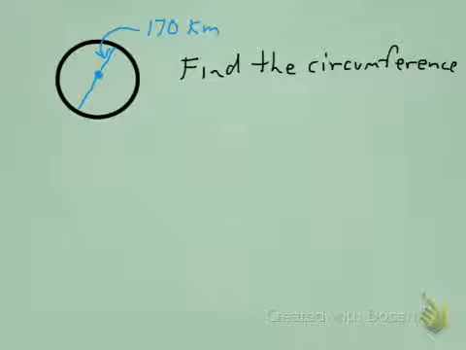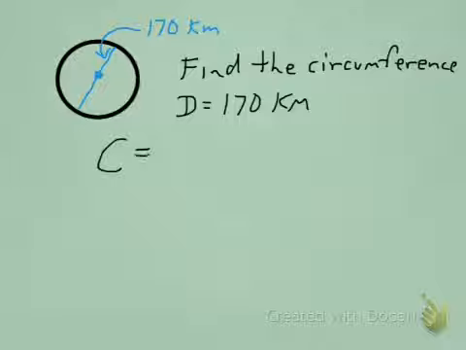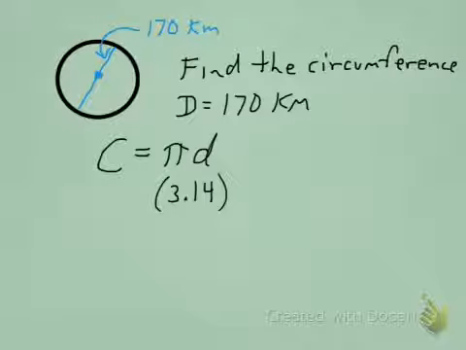Okay, so find the circumference. This circle has what drawn? Is that the radius or is that the diameter? Good, it's the diameter. So that means the diameter is 170. I'm just going to write that. Diameter is 170 kilometers. Remember, your formula for circumference is C equals pi times D, so that means 3.14, which is what we're going to use, in your calculator.